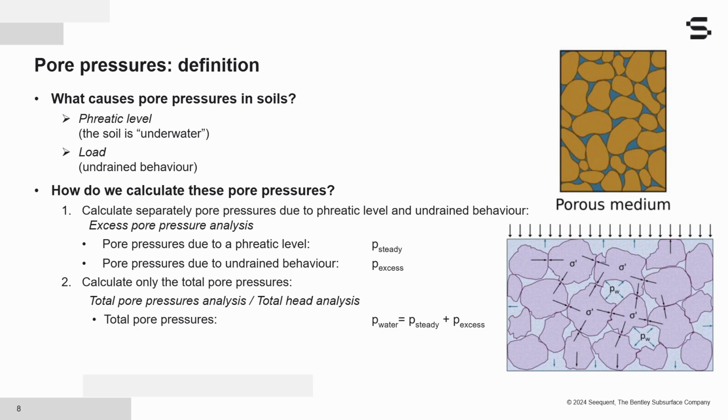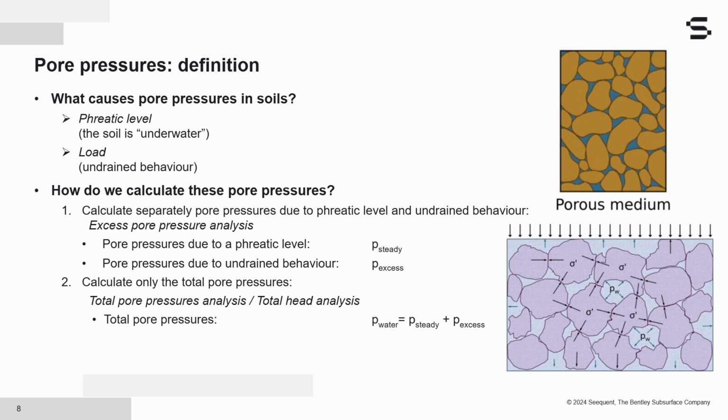And the question is, how do we calculate these pore pressures? So we either calculate them separately based on the phreatic level and the undrained behavior that our soil exhibits, and this is the excess pore pressure analysis, or we calculate only the total pressure, which is the total pressure analysis, or as we call it, a total head analysis.